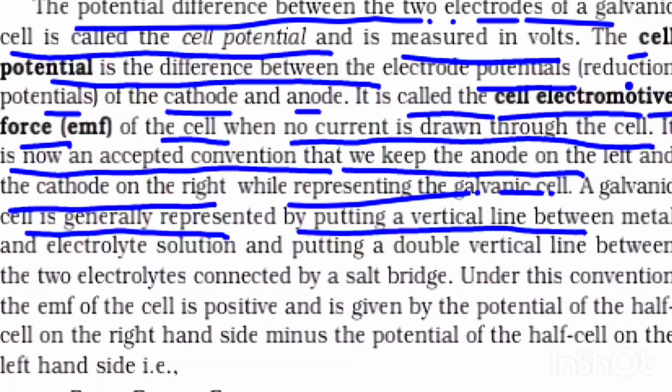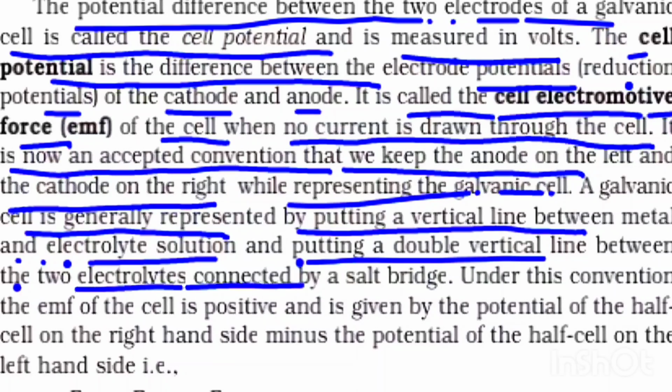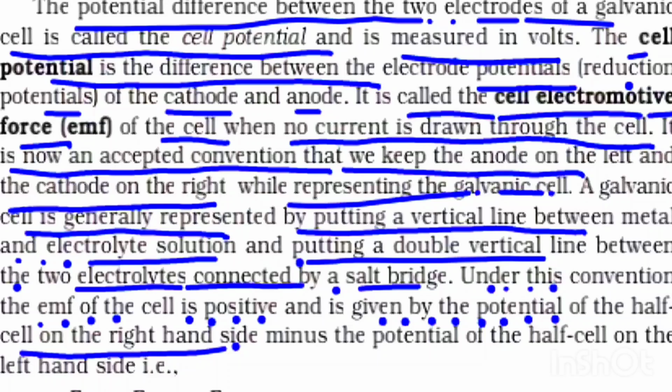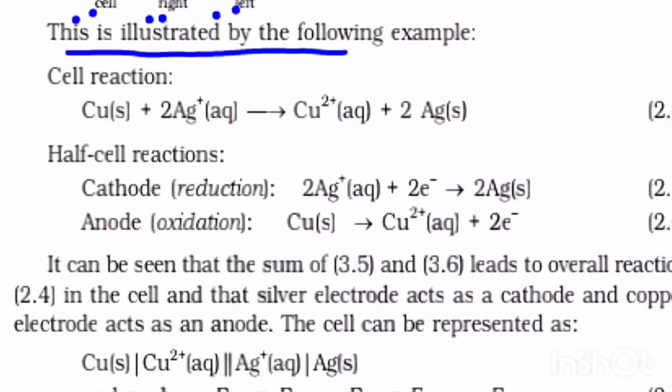A galvanic cell is generally represented by putting a vertical line between the metal and electrolytic solution and putting a double vertical line between two electrolytes connected by a salt bridge. Under this convention, the EMF of the cell is positive and is given by the potential of the half cell on the right hand side minus the potential of the half cell on the left hand side, illustrated by the following example.